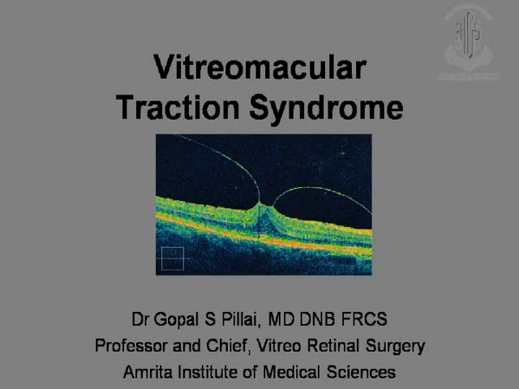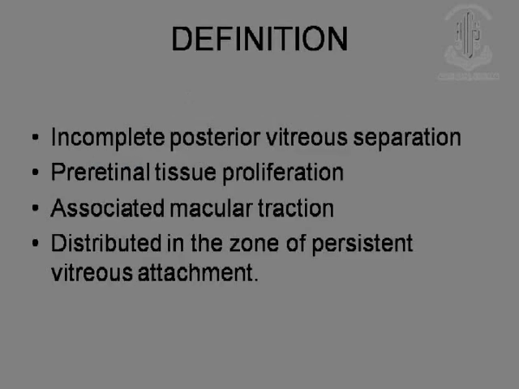Vitreomacular traction syndromes, by definition, would mean there is an incomplete posterior vitreous separation, and associated with it, there is a pre-retinal tissue proliferation and traction. So, it is distributed in the zone of persistent vitreous attachment.